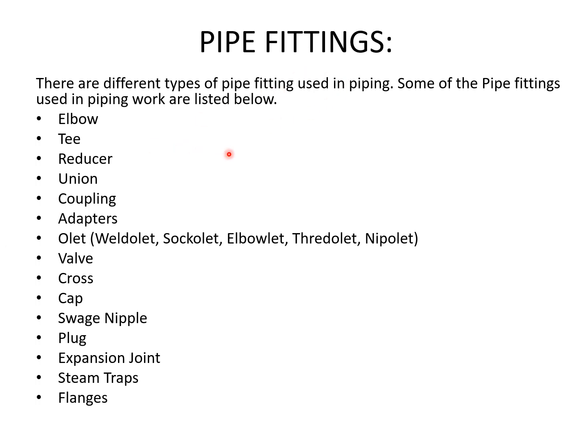Some of the pipe fittings are elbow, tee, reducer, union, coupling, adapters, olets, valves, cross, caps, swage nipples, plugs, expansion joints, steam traps, flanges. We'll see in further slides different examples of each fitting.